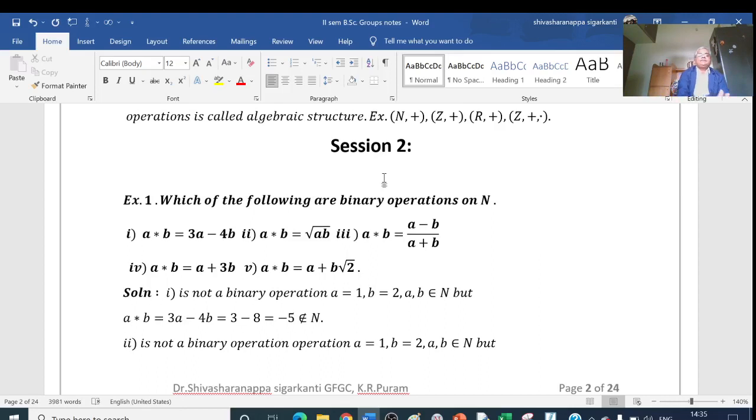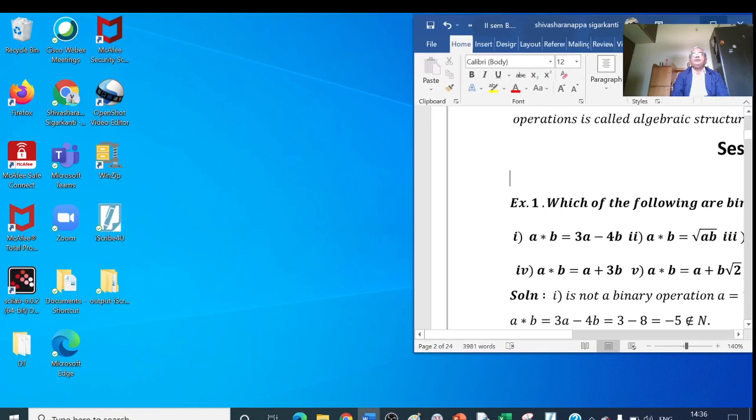In this video, we discuss some of the properties related with group theory. Consider an example. Which of the following are binary operations on N? N is the set of natural numbers and star is defined by this. First one, A star B is 3A minus 4B. Second one, A star B is root of AB. Third one, A star B is A minus B divided by A plus B. Fourth one, A star B equal to A plus 3B. Fifth one, A star B equal to A plus B into root 2. Okay, so we check one by one here.